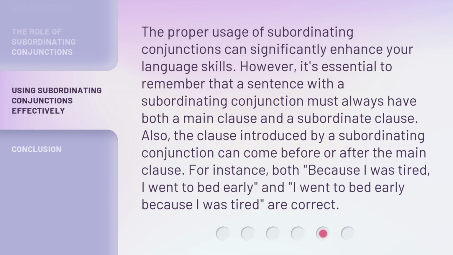The proper usage of subordinating conjunctions can significantly enhance your language skills. However, it's essential to remember that a sentence with a subordinating conjunction must always have both a main clause and a subordinate clause. Also, the clause introduced by a subordinating conjunction can come before or after the main clause. For instance, both, "Because I was tired, I went to bed early," and "I went to bed early because I was tired," are correct.